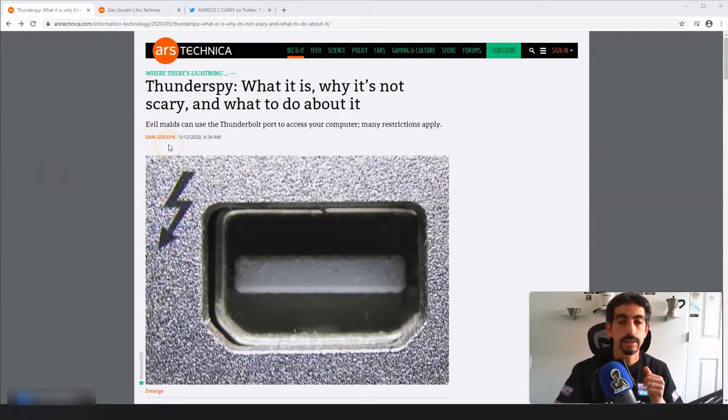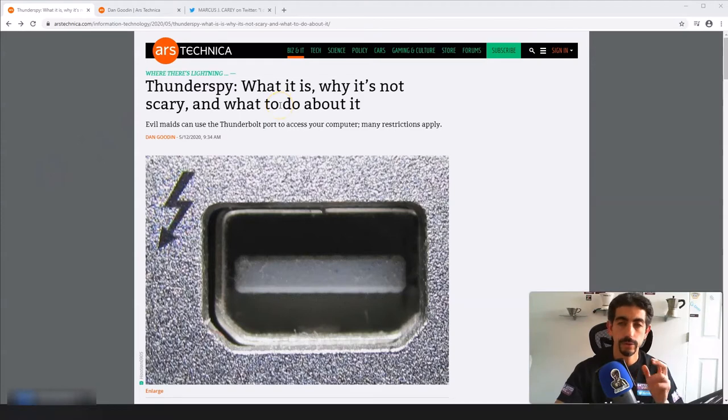I also want to highlight that the title of this article not only says what it's going to be about, but also why it's not scary and what to do about it, because there is a lot of something called FUD out there. Fear, uncertainty, and doubt. That's not something that we as security engineers or security practitioners want to practice on an ongoing basis, because we want to educate folks through information and data.